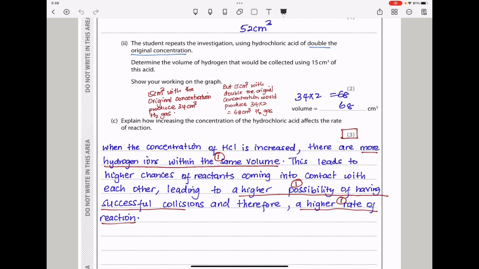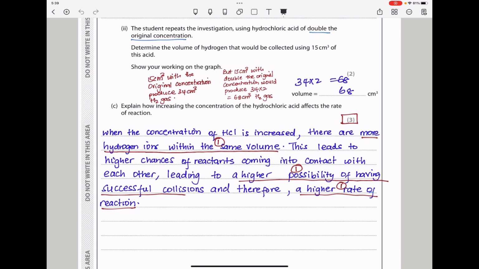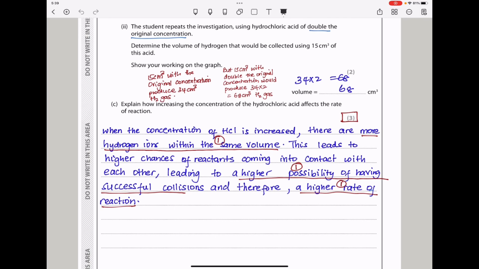In part C, they say, explain how increasing the concentration of hydrochloric acid affects the rate of reaction. Now, if you increase the concentration, there are going to be more particles of hydrochloric acid in a specific volume, and that means there is a higher chance of successful collisions occurring because a lot of hydrochloric acid particles are going to be within a smaller space.